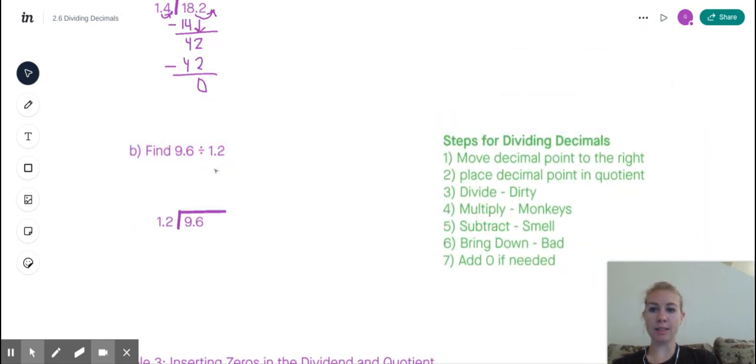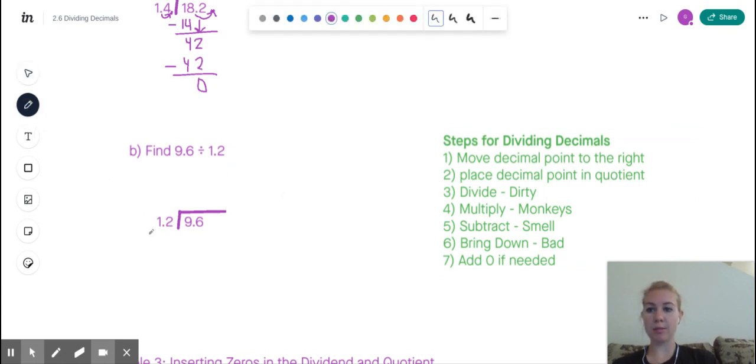Find 9.6 divided by 1.2. So step 1 is to move our decimal points to the right. And it's just one spot to the right again for this problem. Sometimes it's more than one spot to the right, just so you know. Here's my new decimal point. And then we put the decimal point on top.